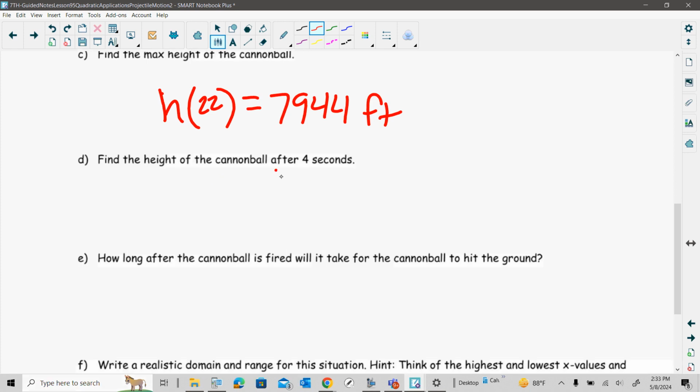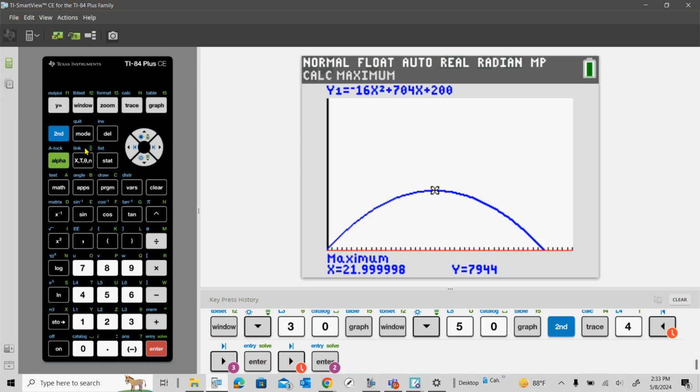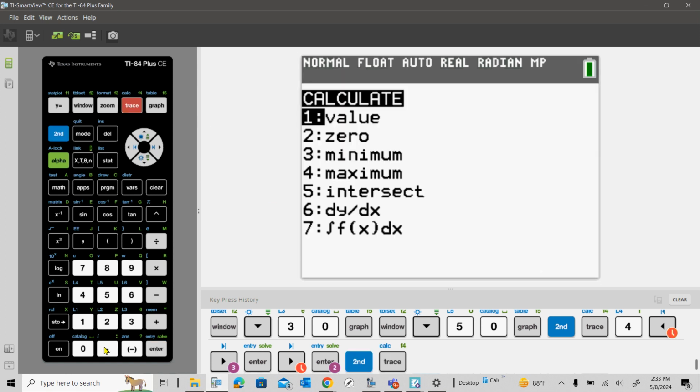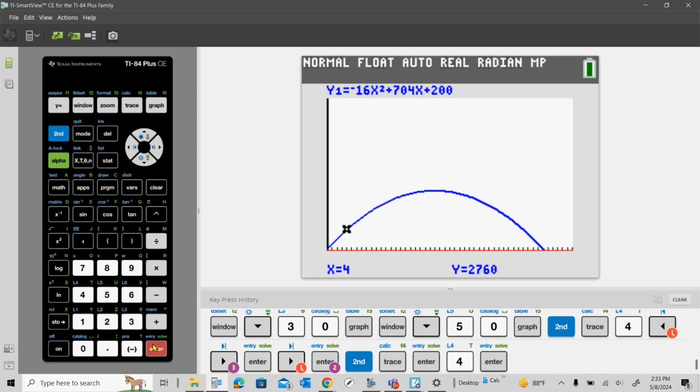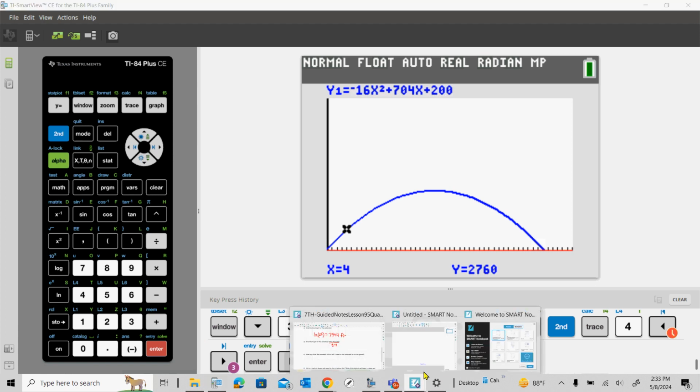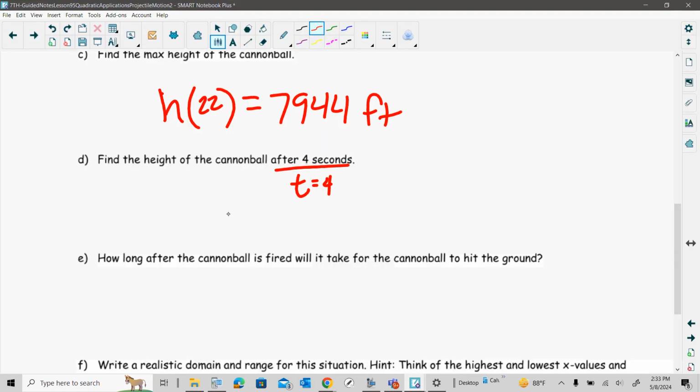So after 4 seconds, this is time. So this is when t equals 4, or x equals 4. The new trick I would refer to is when you do second trace, do your value 1, x of 4 seconds, and then we get a height of 2760. All right. So at h of 4, it's 2760.